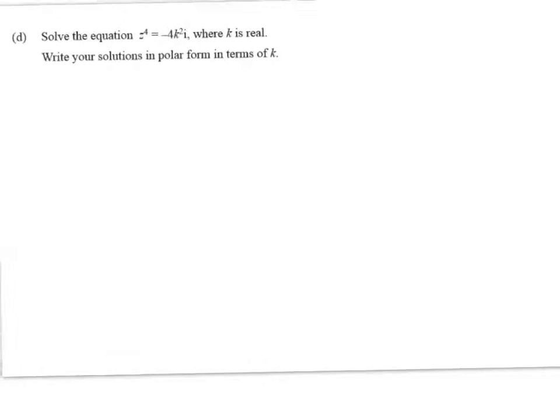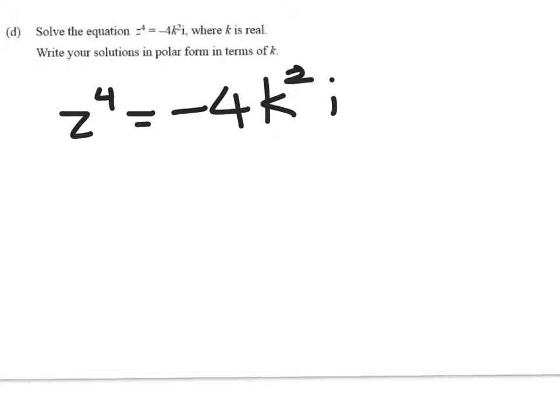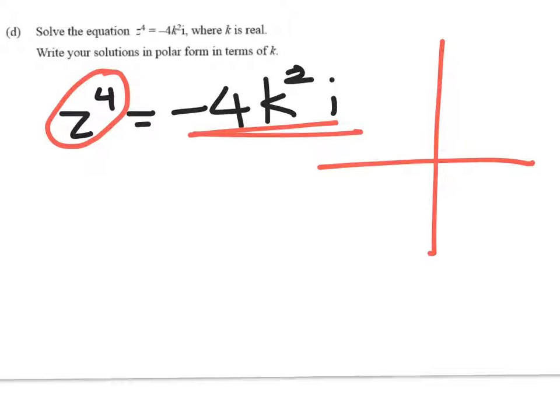Okay, so the first one is an equation solving one. The equation we're going to solve is z to the power of 4 is equal to negative 4k squared i. As soon as you see these questions, a couple of things should pop into your brain. The first is that we're looking for 4 solutions because it's z to the power of 4. And the second thing is that we want to be working with polar form, not rectangular, because we're going to use de Moivre's theorem to find the roots very, very easily.